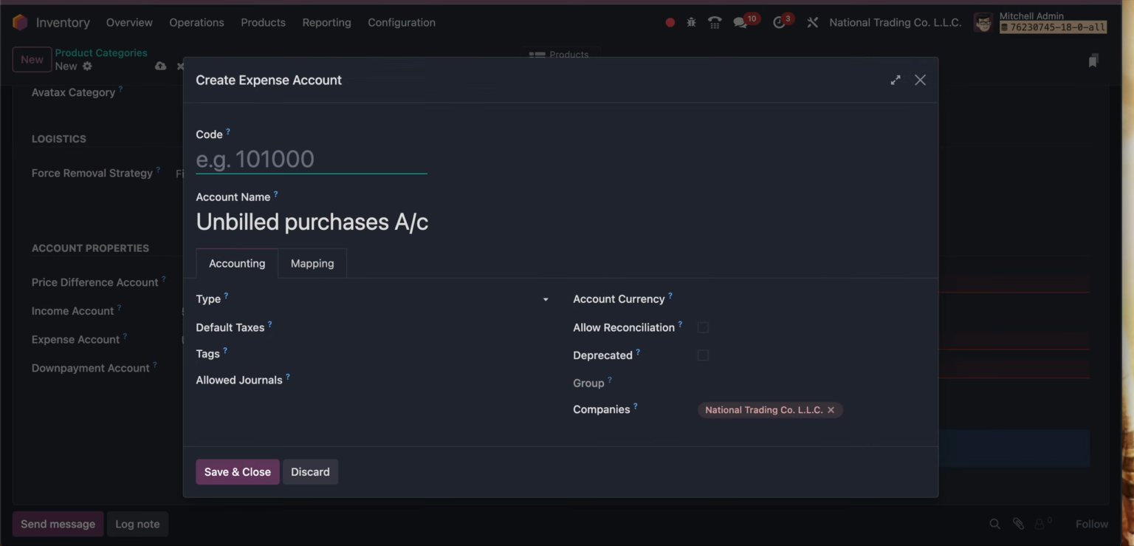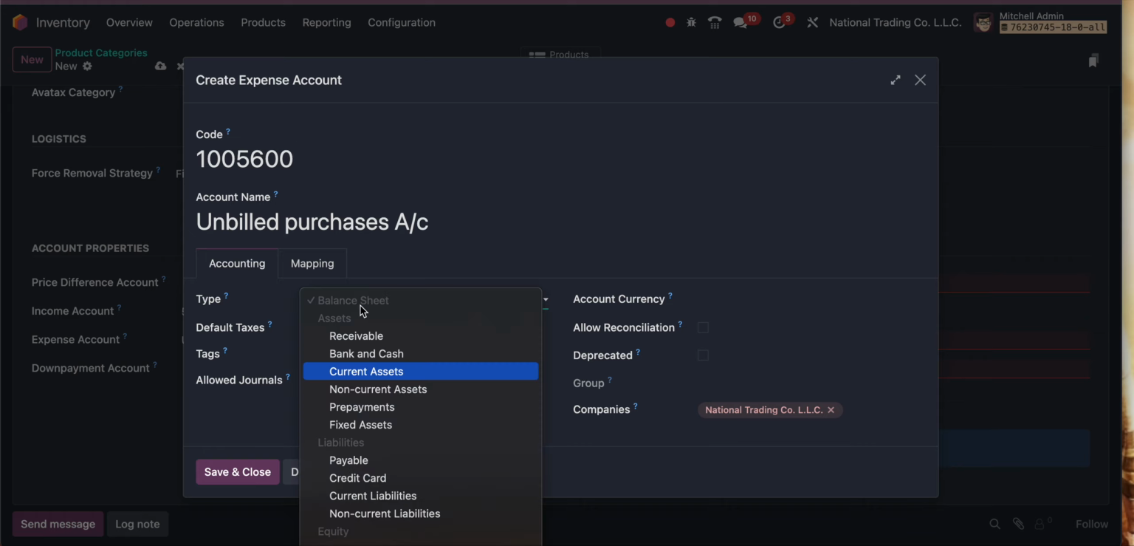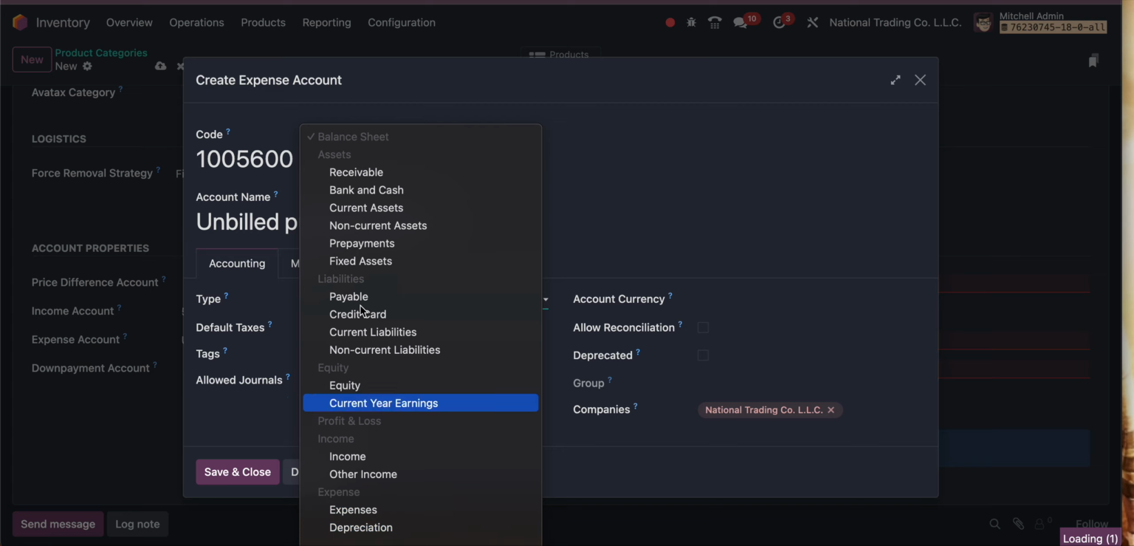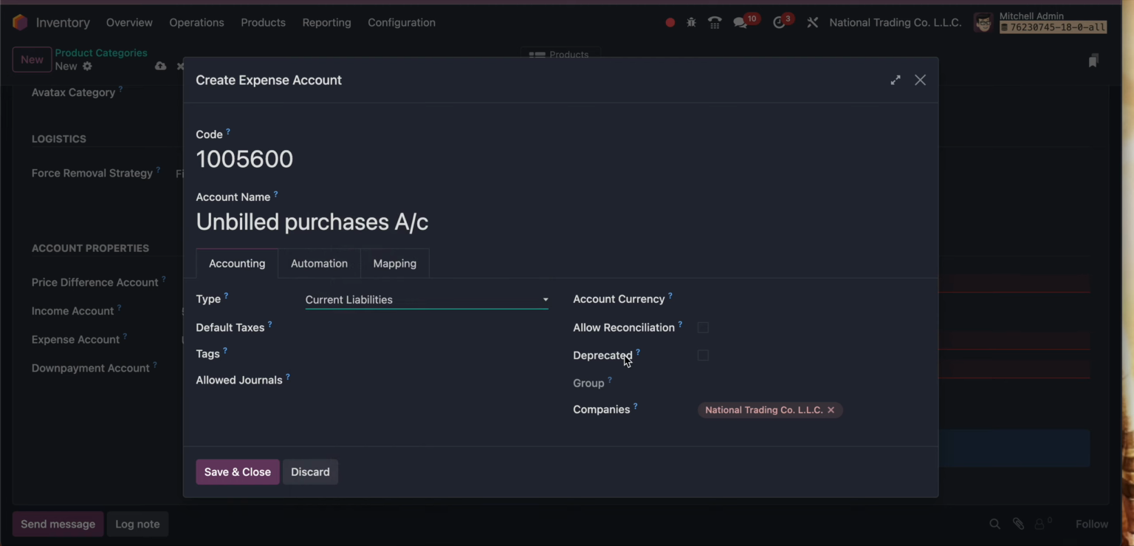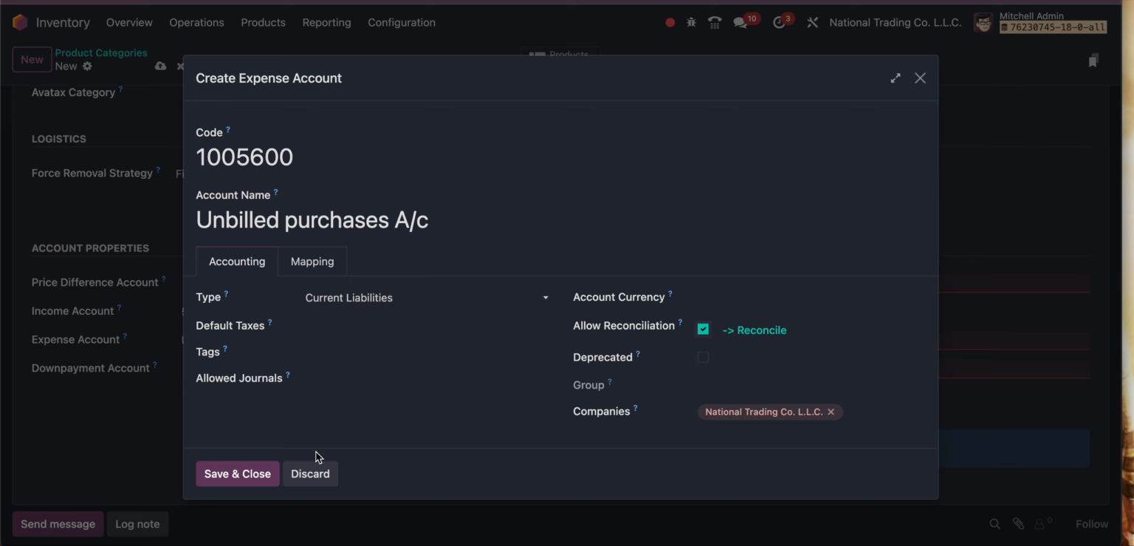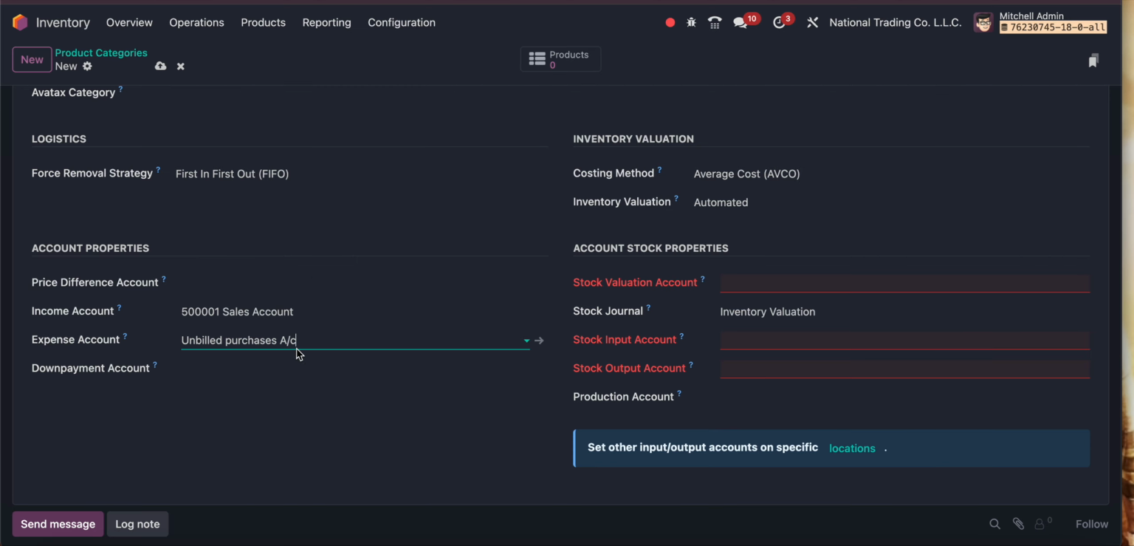It's a new account that I am creating over there, and I give some random account code over here. Okay, the type should be current liability, and I will tell you the relevance of this account later. So I give the account type as current liability, I allow reconciliation, and then I have to save and close. So what happens is, unbilled purchase account I map in the expense account field.